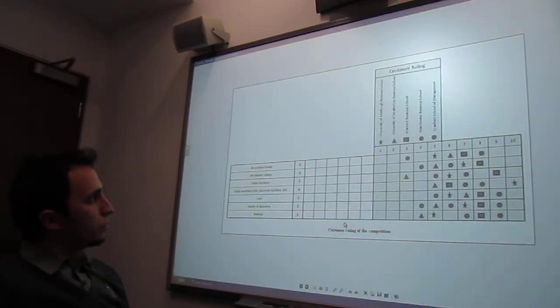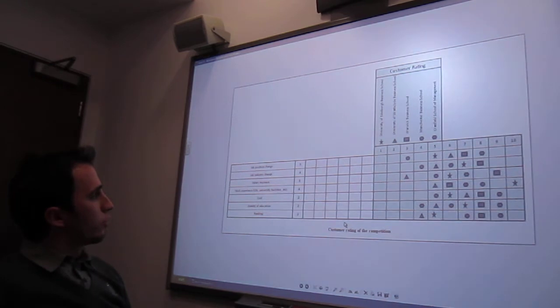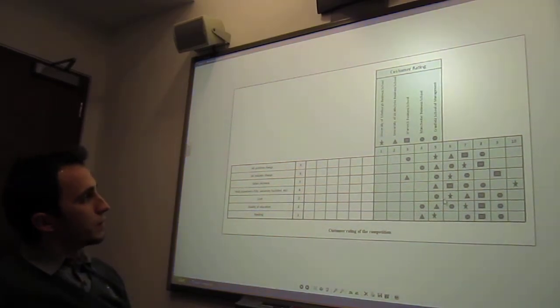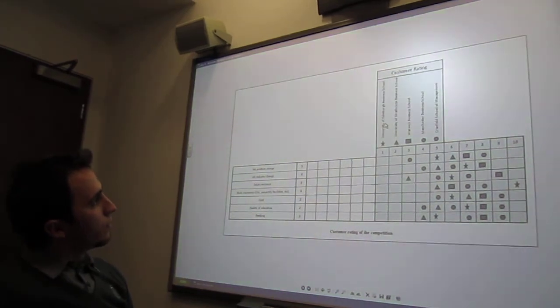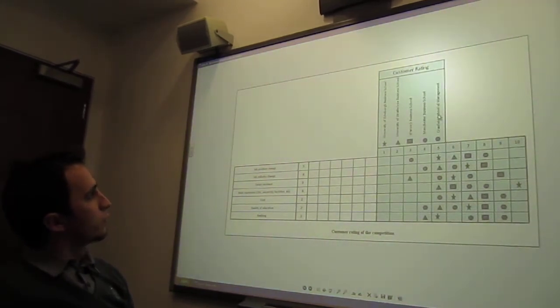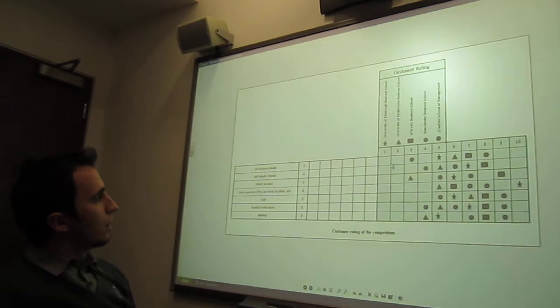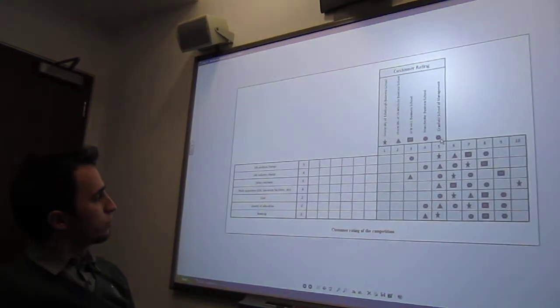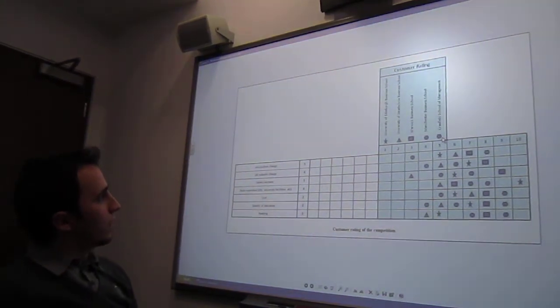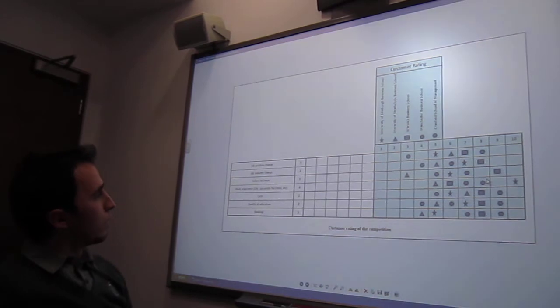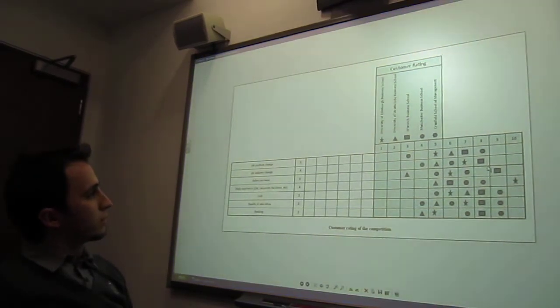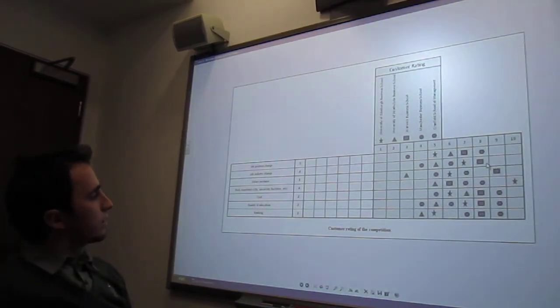And we have also used our survey to determine the customer ratings of the competition. Here we have a few other business schools to compare with University of Edinburgh Business School, and we have used different symbols for these business schools, and we put these symbols into our matrix to compare these business schools to each other.